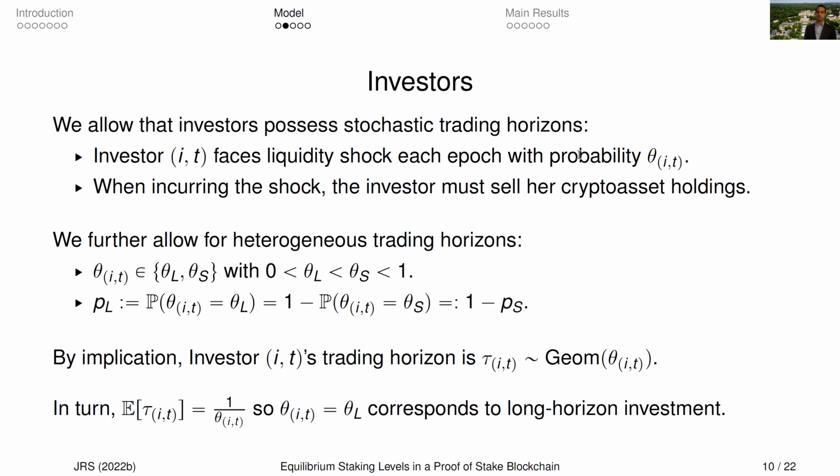We're going to denote the trading horizon by tau. When I talk about heterogeneity in trading horizons, what I'm actually talking about is the expected trading horizon. In particular, the expected trading horizon is going to turn out to be the reciprocal of theta. What that means, by virtue of theta_L being smaller than theta_S, is that those investors who have theta_it equal to theta_L are longer horizon trading investors.